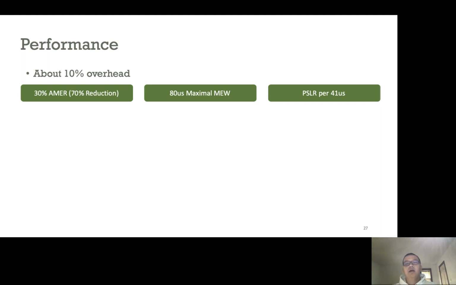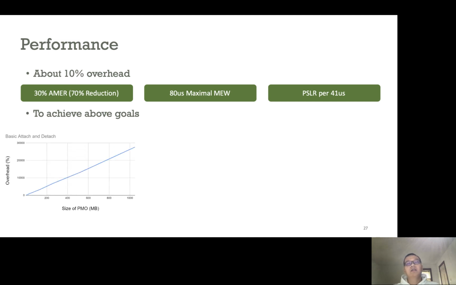And then, how much efficiency do we actually obtain from the whole design? To achieve the above goals, the overhead of the basic attach and detach method is linear with the size of the PMO. For a 1 GB PMO, our method is 2000 times faster than the default attach and detach system calls.